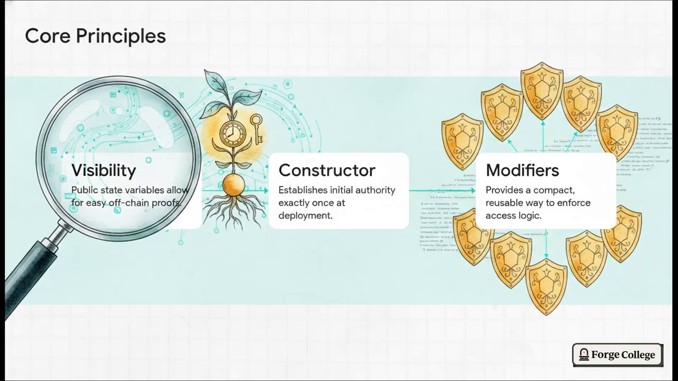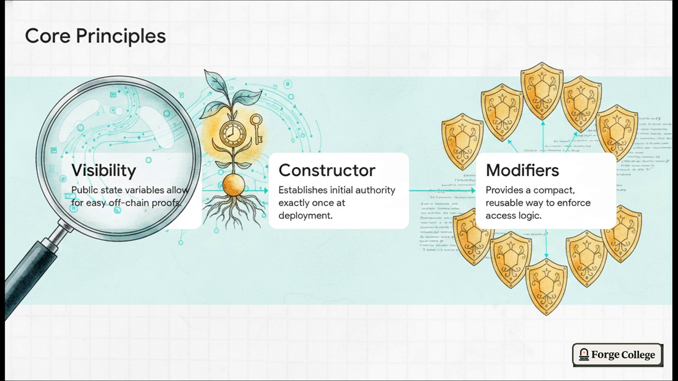Let's wrap up our handover today. Try to keep these 3 core principles of the single owner model in your back pocket. Number 1, state visibility. Making your owner variable public gives you incredibly easy, testable proofs of your deployment state. Number 2, one-time initialization. The constructor locks in that initial authority at the exact moment the contract is born. And number 3, function-level enforcement. Modifiers give you a really compact, reusable way to enforce access checks over and over again without cluttering up all your core logic.